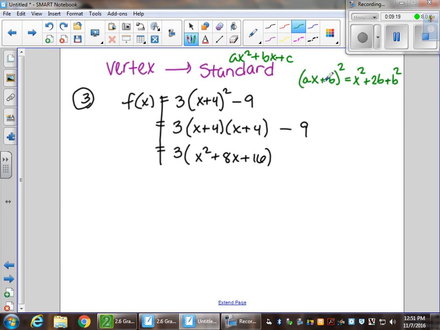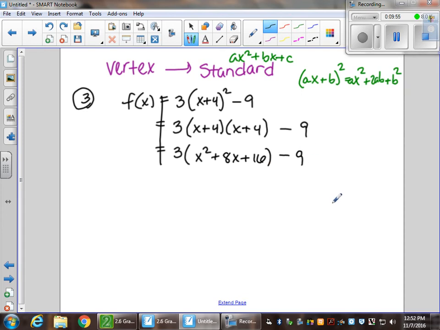But if I had this going on, it would be ax squared plus 2abx plus b squared. If you're not comfortable with that, use your arrows, combine like terms, and you should end up with x squared plus 8x plus 16 on the inside. Minus 9 is still on the outside.